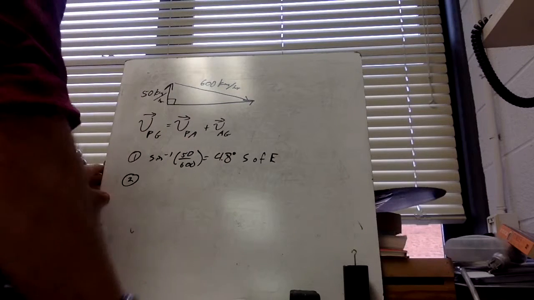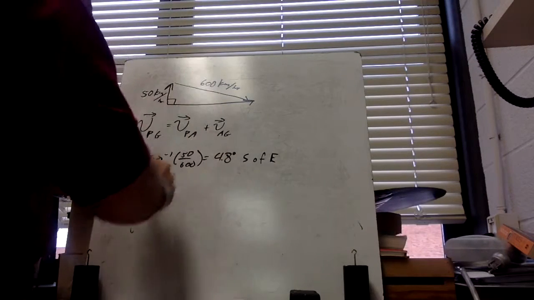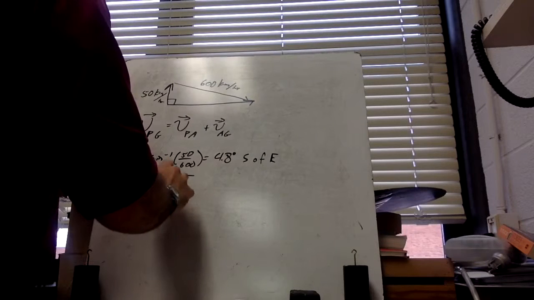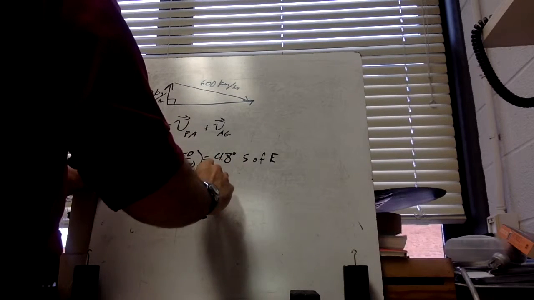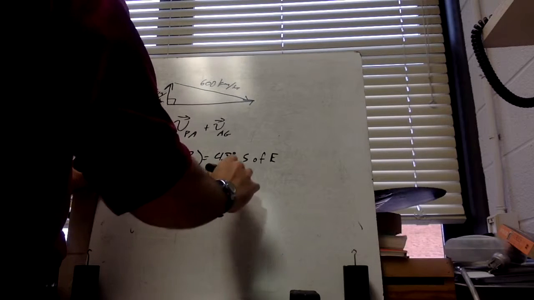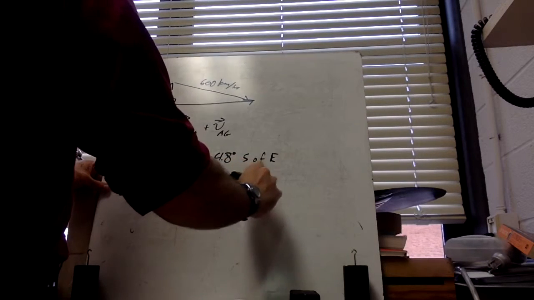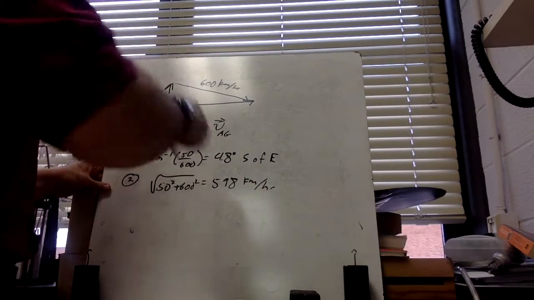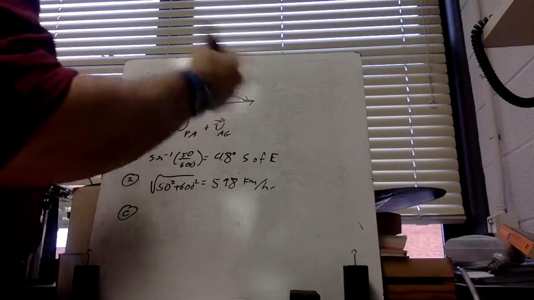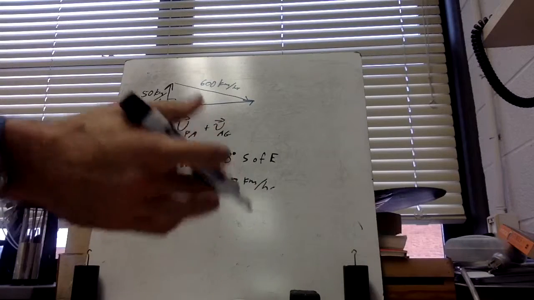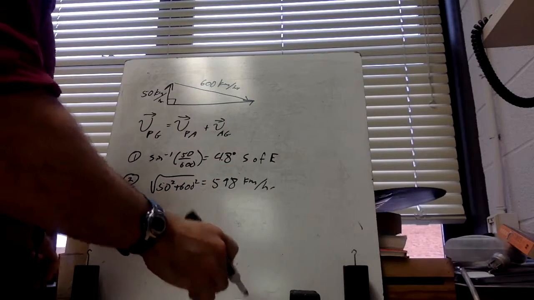Question B is, what is the effective speed of the plane? Now I can just do the Pythagorean theorem. That'll give me about 598 kilometers per hour. Pay attention to the units here. And it's okay as long as we're not multiplying these by any other SI units, by seconds or anything like that, so we can be doing it this way.